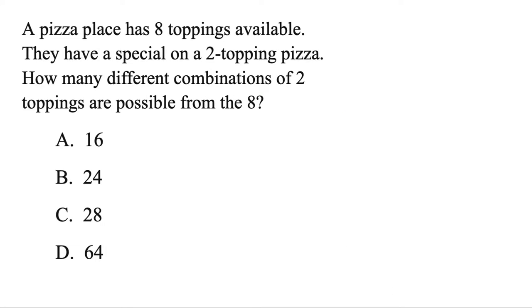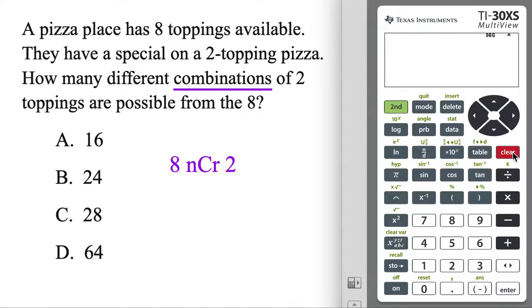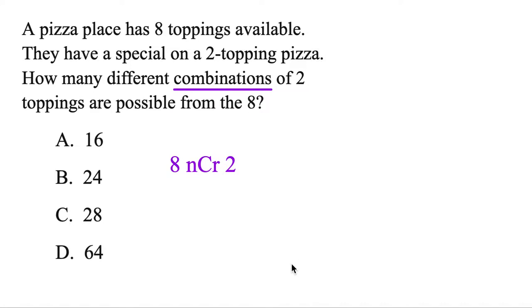A pizza has 8 toppings available. They have a special on a 2-topping pizza. How many different combinations of 2 toppings are possible from the 8? The key word is combinations, and you always want to start with the total that you have, but we're choosing 2 of them, so you're going to set this up here. That'll start with the total, and this button means we're going to choose how many combinations of 2 of them are possible. So the way we'll do that is you hit the 8, the PRB button for probability, down to the nCr. That'll choose 2 of them. Enter, 28. So therefore, there's 28 different combinations of 2 toppings.